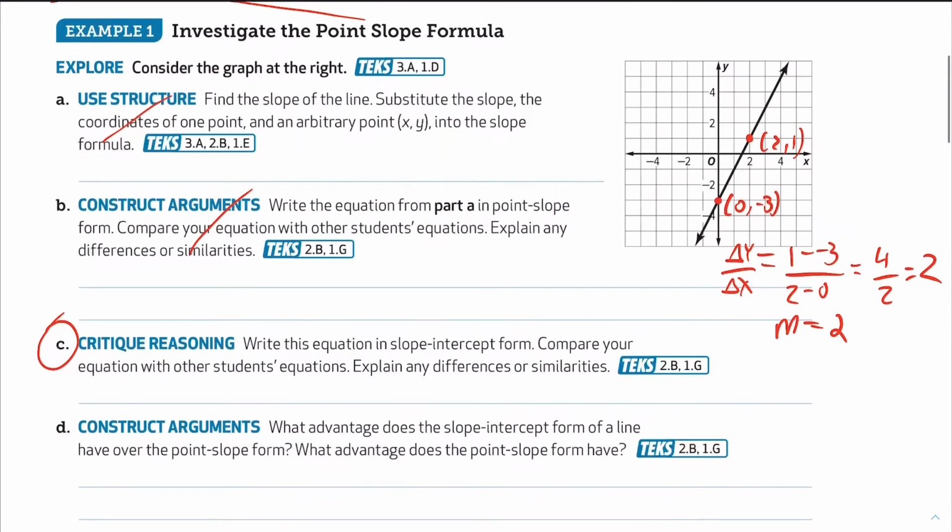Now, if we just take that m and one of the points, I'm going to choose the -3. We get y plus 3 equals 2x, just 2x, that's it, because the x in the point was 0.